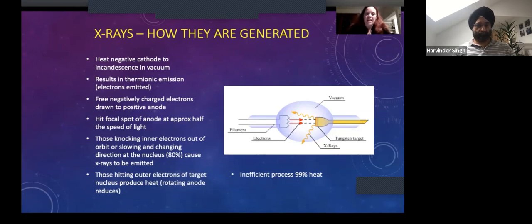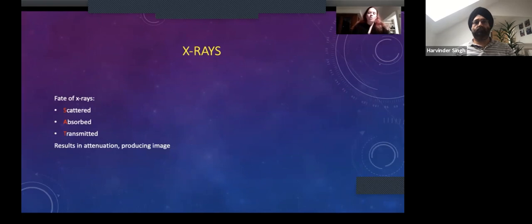The electrons hitting the inner electrons and knocking them out of orbit, or heading towards the nucleus and slowing and changing direction, produce X-rays. Those that hit the outer electrons of the target produce heat. The process is inefficient and 99% of what's produced is heat, and therefore the anode has to rotate to dissipate the heat. Once the X-rays are emitted from the machine, they have a number of possible fates.